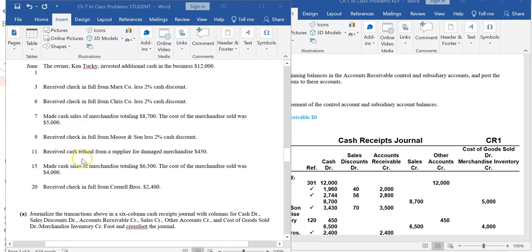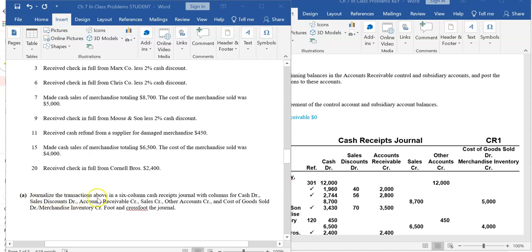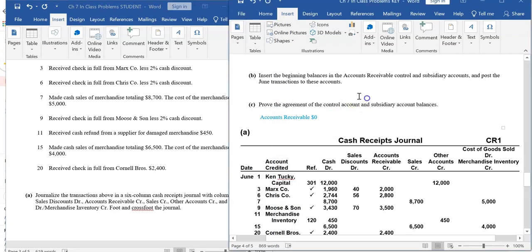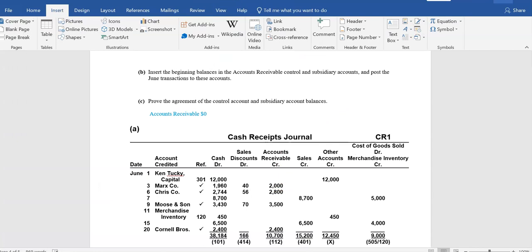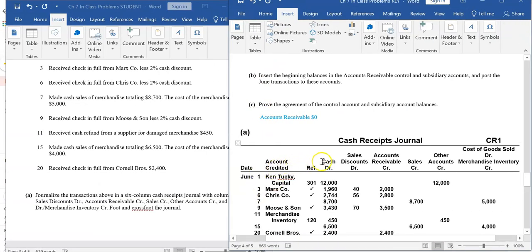All right, so the very first thing we're going to do is journalize these above transactions into a cash receipts journal. Here's our cash receipts journal. We're going to be using a cash debit column, a sales discounts debit, accounts receivable credit, a sales credit, other accounts credit, and here's our cost of goods sold debit, merchandise inventory credit column.